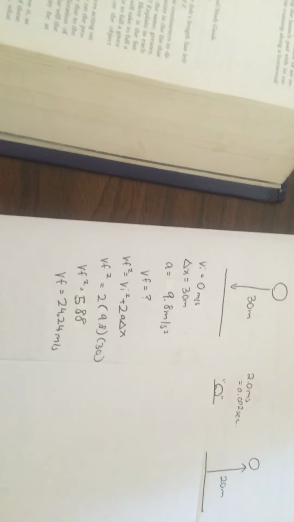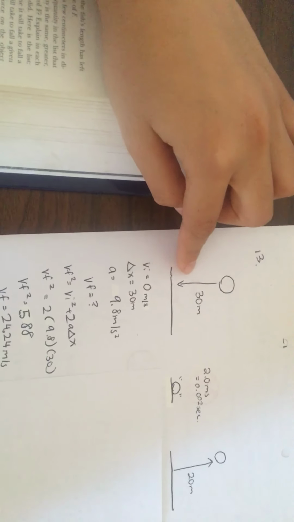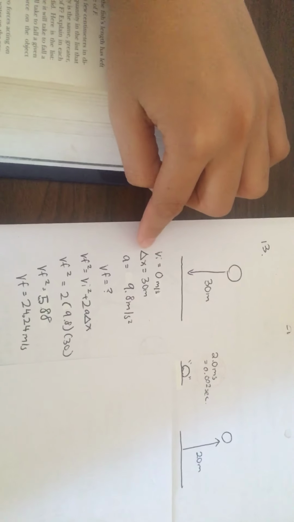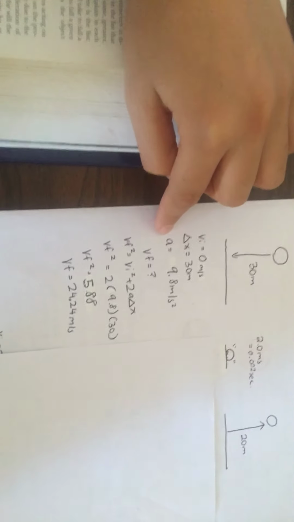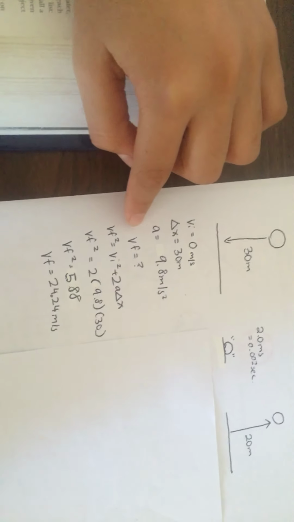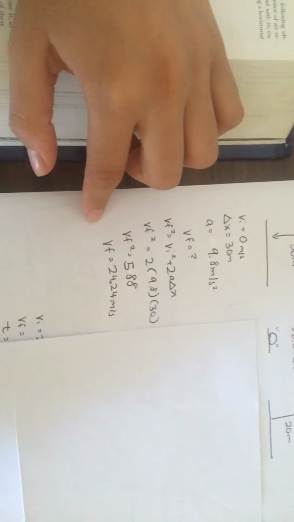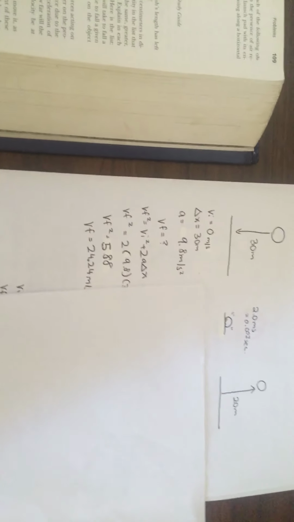So in order to first solve this problem, you need to know the final velocity right when the ball hit the ground. Because it was dropped, you would know that the initial velocity is 0 meters per second, the displacement is 30 meters, and the acceleration is 9.8 meters per second squared. In order to get the final velocity, we would use this kinematic equation. And so the final velocity when it hit the ground was 24.24 meters per second.